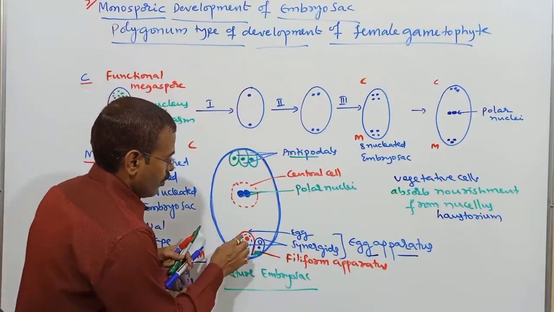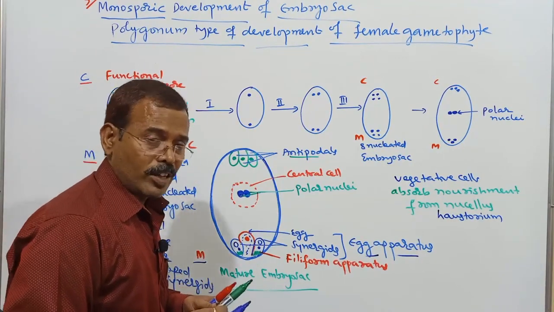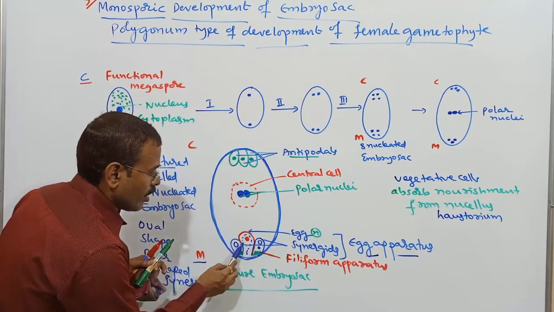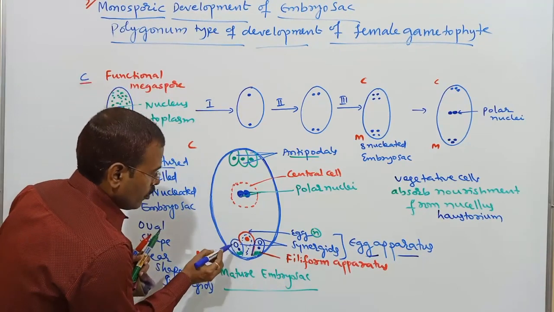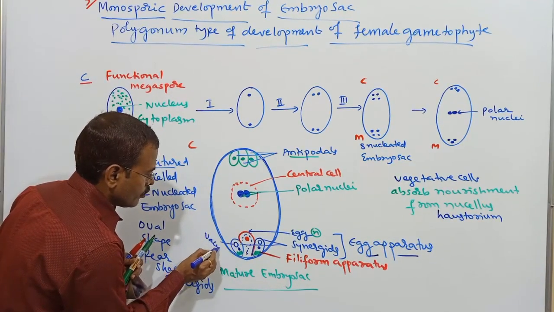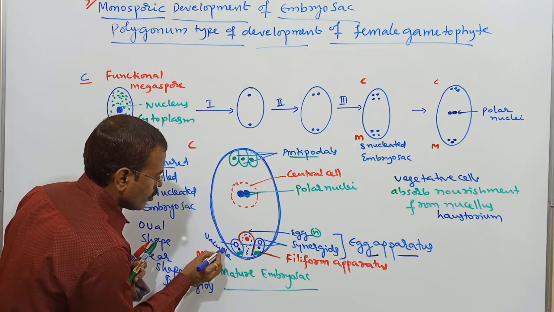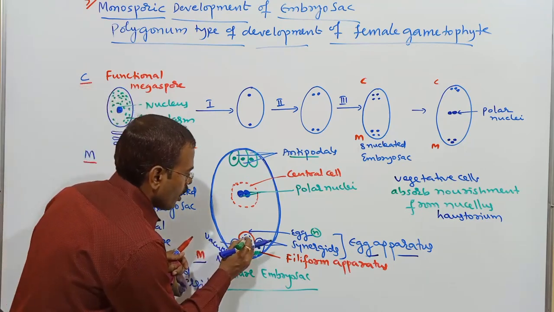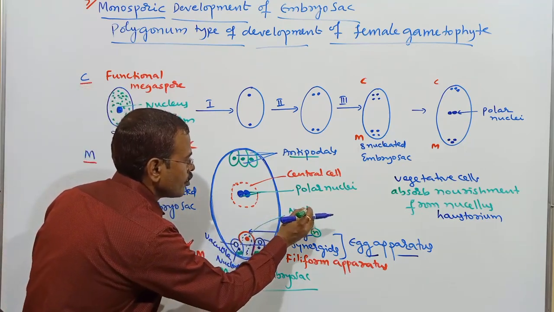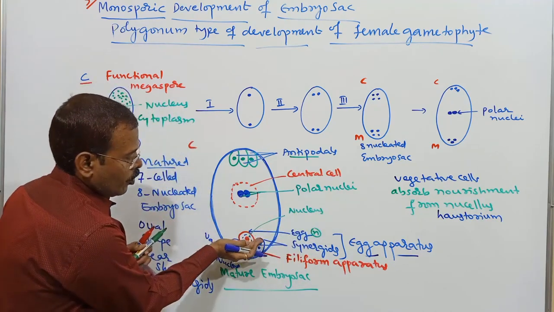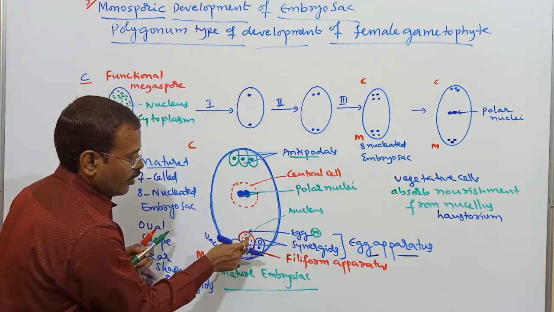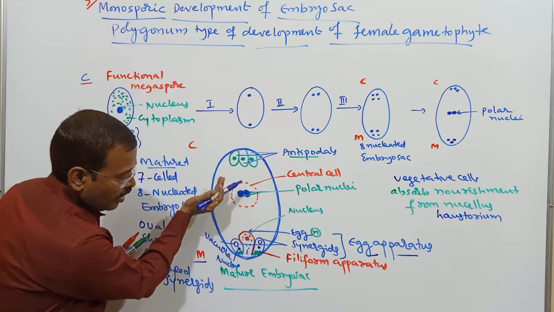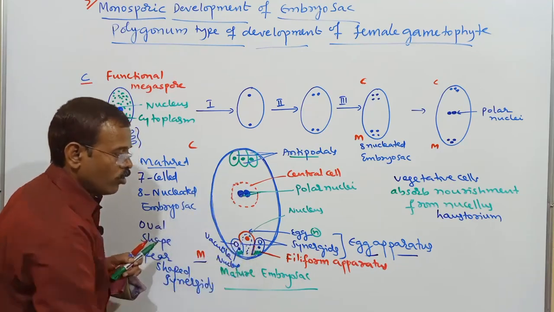So this is the egg, that is the female gamete, which is oval and haploid in nature. On either side there are 2 synergids. This is the vacuole, this is the nucleus of the synergid, and this is the nucleus of the egg. In the egg, the nucleus faces the chalazal end and the vacuole is towards the micropyle, whereas in the synergid, the vacuole is towards the chalazal end and the nucleus towards the micropyle.